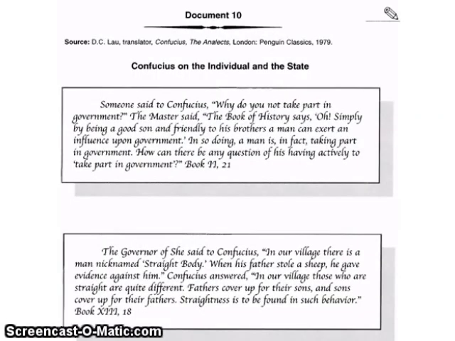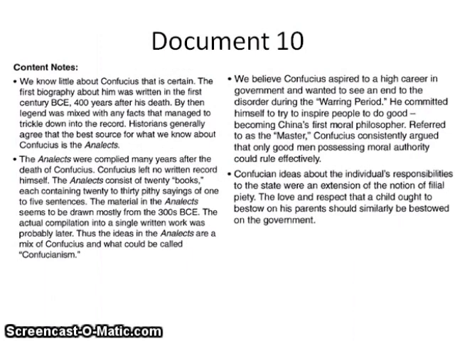Document 10, Confucius on the individual and the state. So this could be possibly something you include with some sort of citizenship or citizenry. Basically, what is a person's role in the society and government? And here's the content notes for document 10.